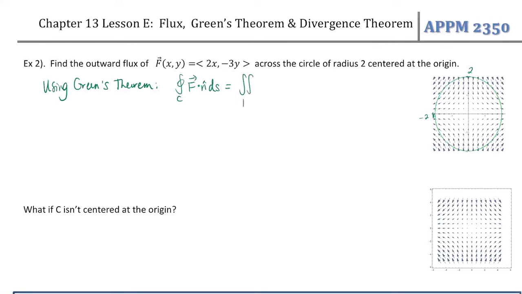Then this is going to be the same as the integral, if this is my region R, of the divergence. So let's find the divergence. Again, I'm going to take the partial derivative. If this is my x component and this is my y component, I'm calling the x component p and the y component q. So partial of p with respect to x plus partial of q with respect to y is going to give me 2 minus 3, which is negative 1.